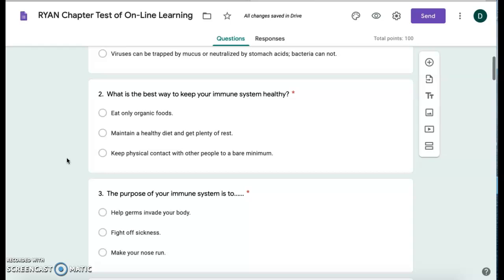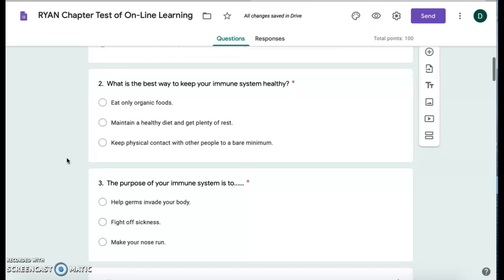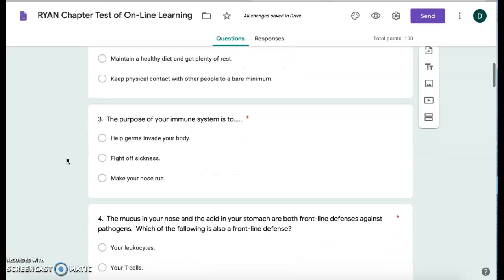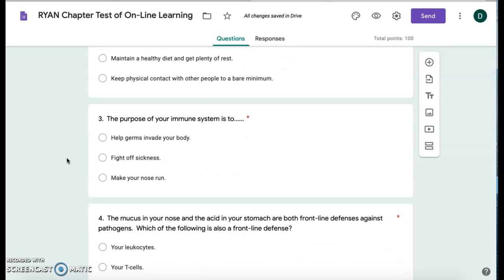Number 2. What is the best way to keep your immune system healthy? Eat only organic foods, maintain a healthy diet and get plenty of rest, or keep physical contact with other people to a bare minimum. Number 3. The purpose of your immune system is to help germs invade your body, fight off sickness, or make your nose run.